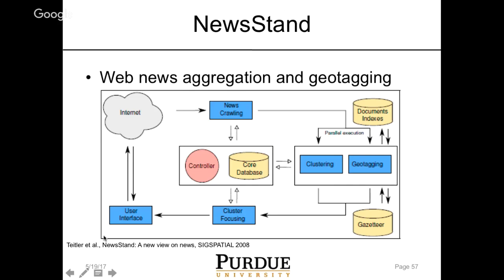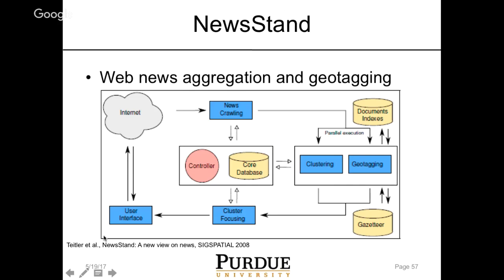This system has distributed news crawlers over the internet, and it will collect this news, store it in a database, and also build some indexes over this data, these websites. And these websites, or the news from websites, will also go through a geotagging phase to read the content of the web page and to assign a set of locations, geotagged locations, to this web page.